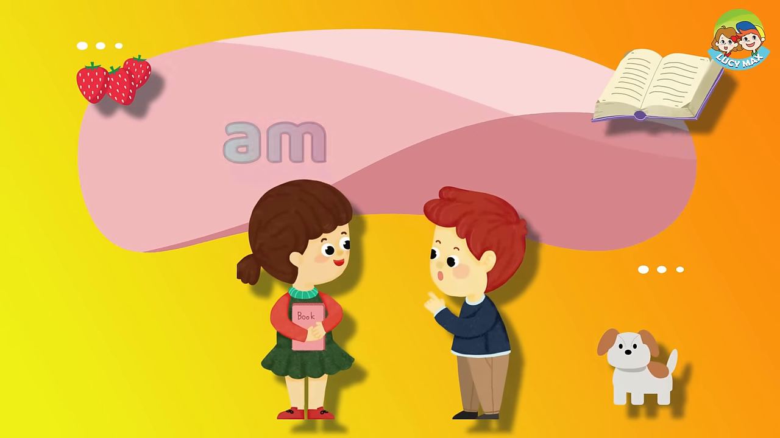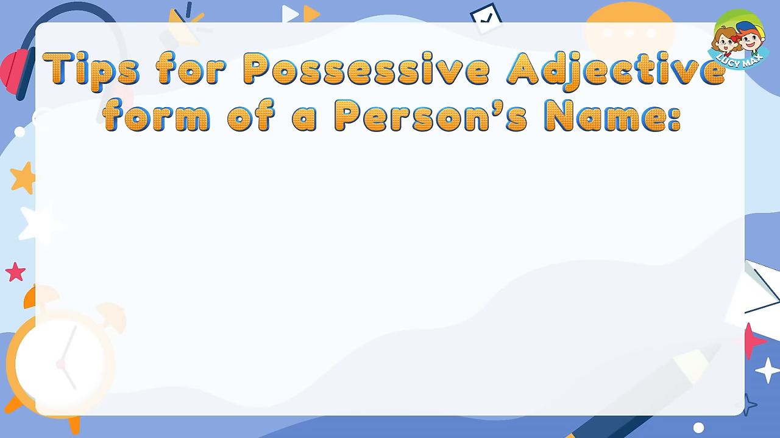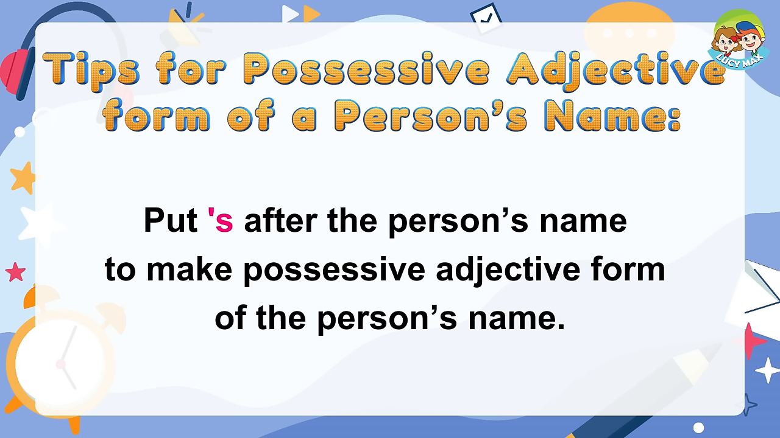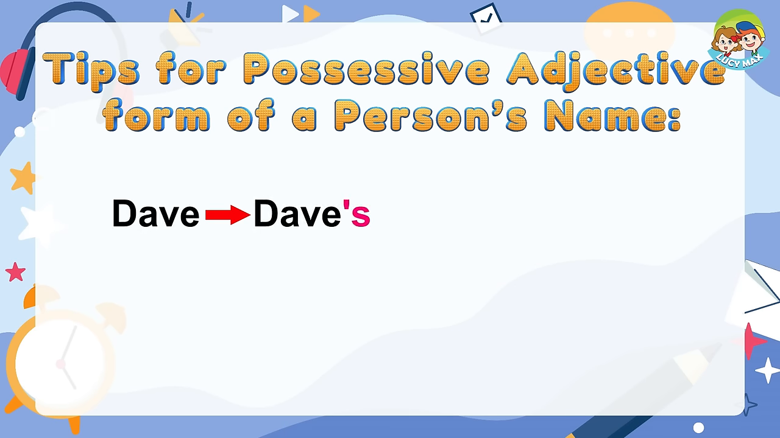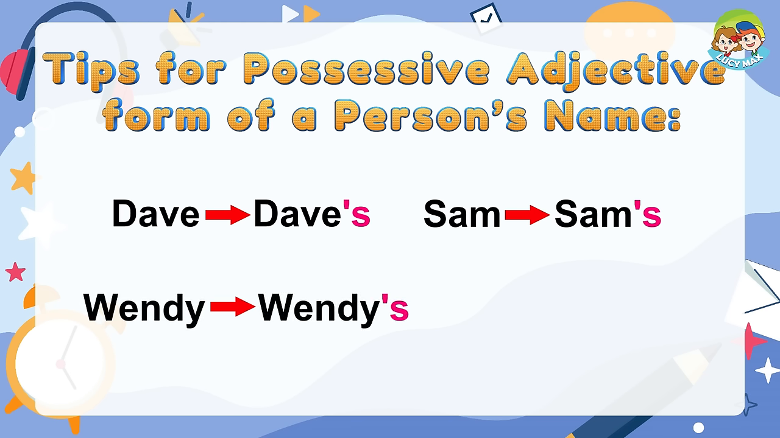Grammar tips. We have tips for possessive adjective form of a person's name. We put apostrophe S after the person's name to make possessive adjective form of the person's name. Dave becomes Dave's. Sam becomes Sam's. Wendy becomes Wendy's. Alex becomes Alex's.